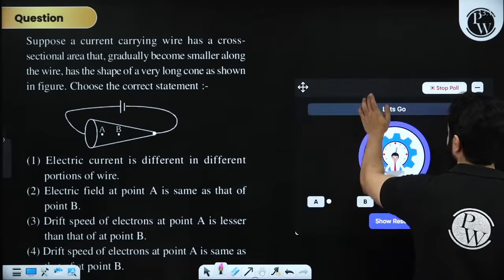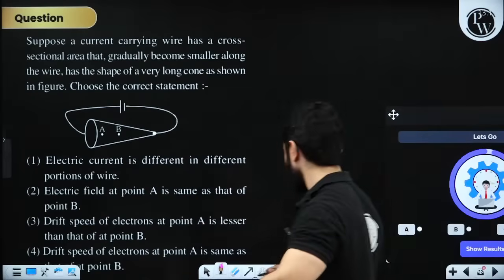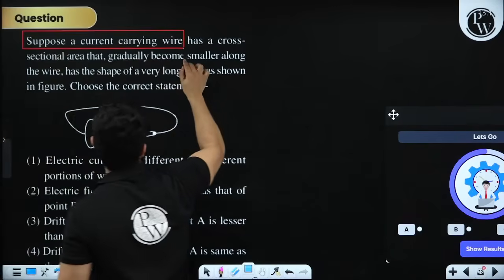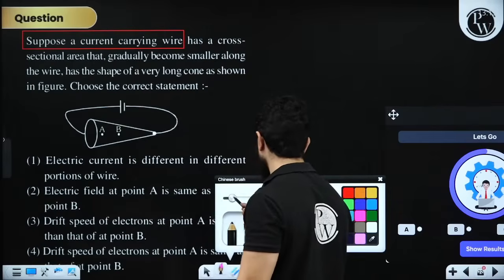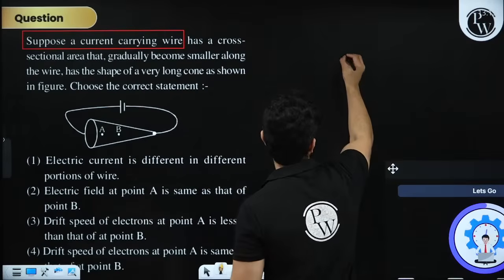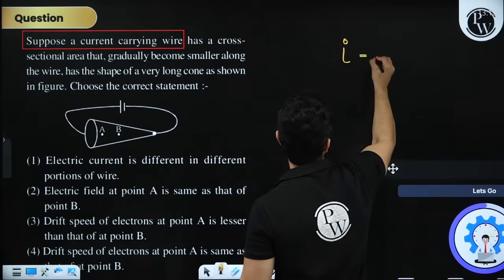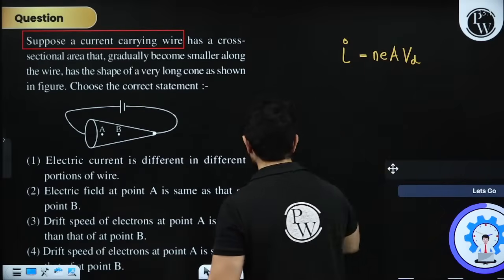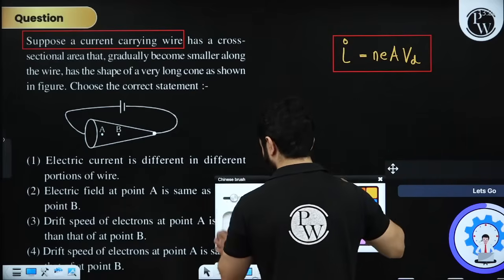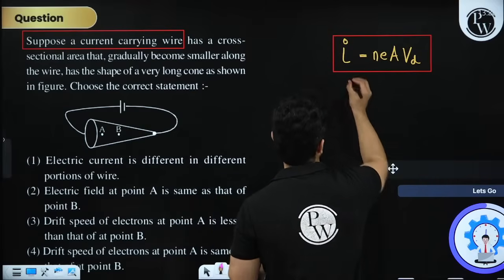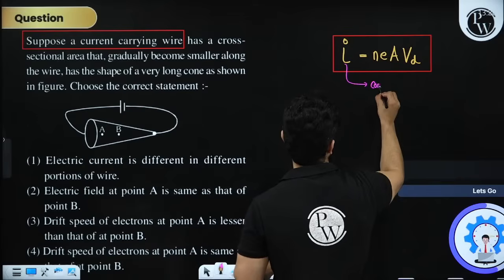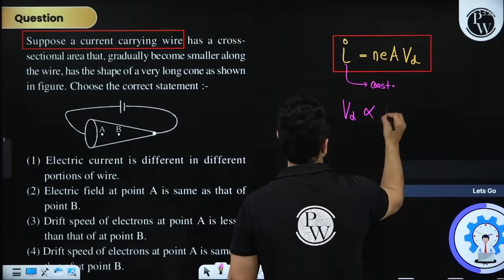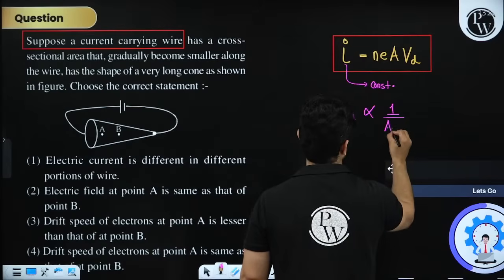60 seconds. Let's begin, my dear friends. Please remember, in these types of problems, read the starting. Suppose a current carrying wire. That means we are going to assume current to be constant. Current can be written as I = nAeVd, and just because they have said suppose a current carrying conductor, we assume this is constant. So from here drift velocity will be inversely proportional to area of cross section.